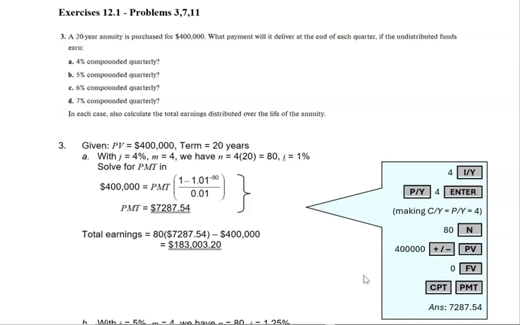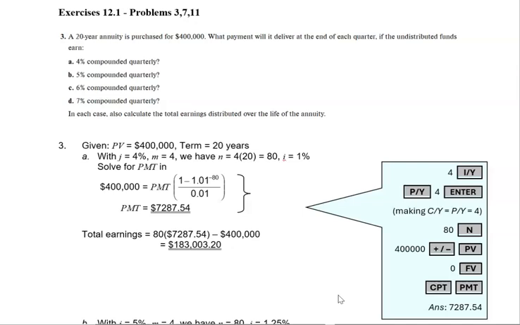So how much will we receive quarterly based on this information? For A, if it's only earning 4%, we will receive payments of $7,287.54 quarterly. Now you can see here as well, in each case, also calculate the total earnings distributed over the life of the annuity.